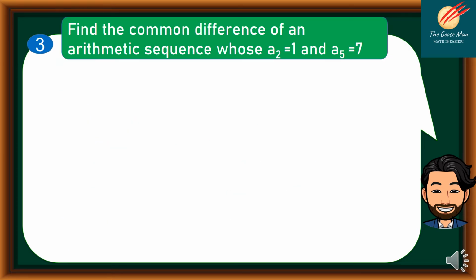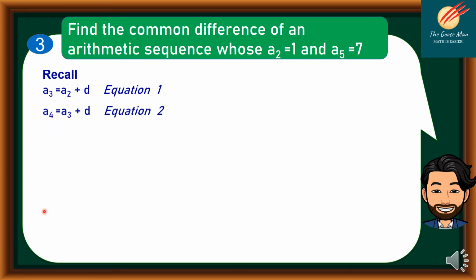Let's consider problem number 3. Find the common difference of an arithmetic sequence whose second term is equal to 1 and the fifth term is equal to 7. Let's recall that the third term is equal to your second term plus the common difference. So this is our equation number 1. While our fourth term is the third term plus the common difference, which is equation number 2. And the fifth term is equal to the fourth term plus the common difference. This is our equation number 3.